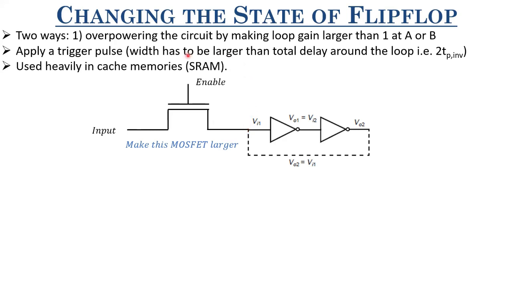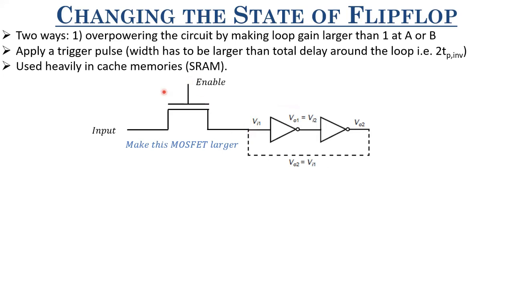Now, why do I say that the width has to be larger than the total delay around the loop? Because let's say I apply this signal for only one propagation delay, this is 1 for 1 TP. That is, this node will get 1. After 1 TP, this is transferred here, right? So this node is 1, this node will be 0. However, this node earlier was at logic level 0. So if this signal is now removed, this node will try to force this node again back to logic level 0. Right? So this feedback actually forces it again to logic level 0.